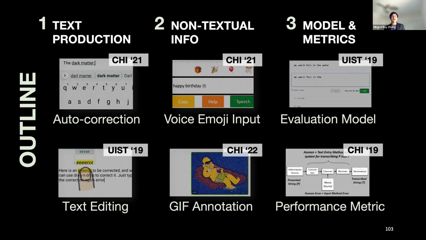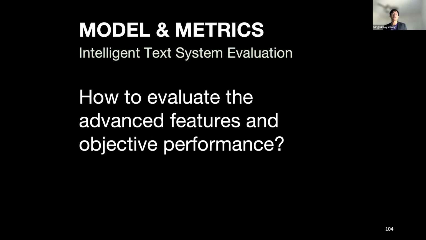And finally, after we have all those intelligent input systems, an important question is, how can we evaluate their performance? And in the last section, I'm going to briefly cover 2 models and metrics for text entry system evaluation. In this section, the question I ask is how can we objectively evaluate those intelligent text systems with advanced features such as autocorrection? When we have a new feature, how do we know it's good or bad?